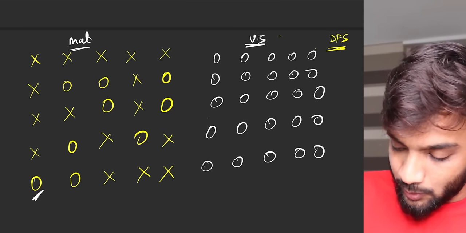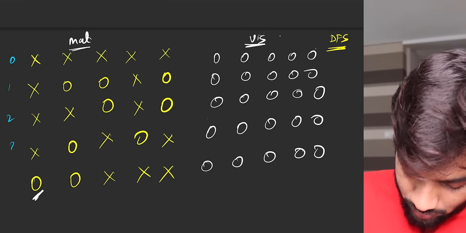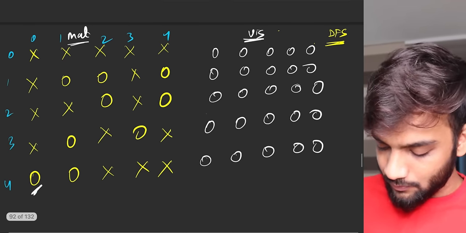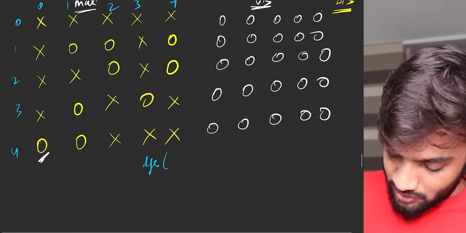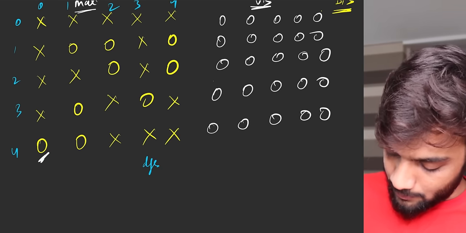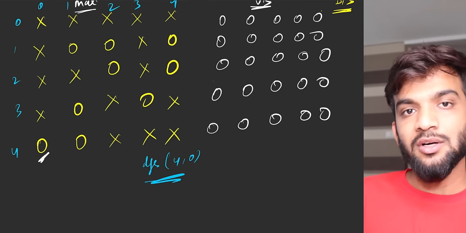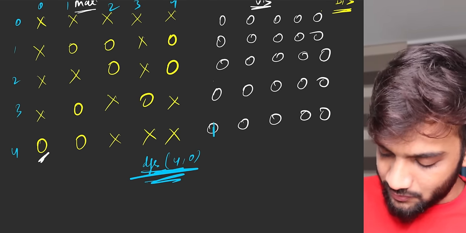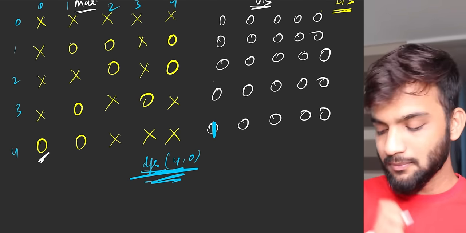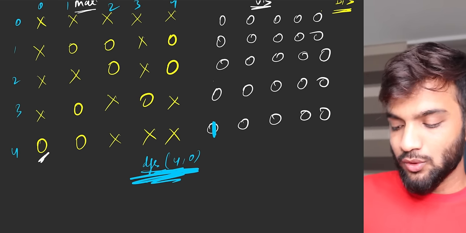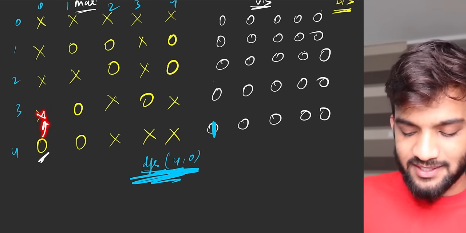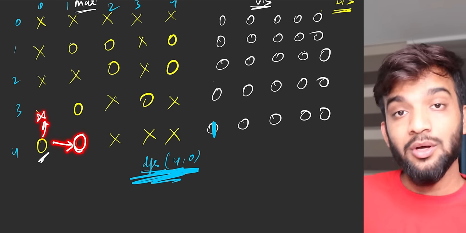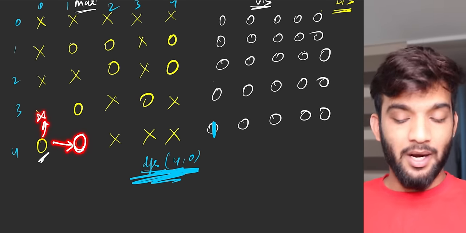So what you'll do is, let's quickly write down the row numbers, zero to four, and the column numbers. Let's call the DFS from 4, 0. So this is the DFS call. Now you know how the DFS works. DFS 4, 0 will go and mark it as visited. Done. DFS 4, 0 checks the top guy. It's an X. No need to go to an X. Checks the right guy. It's an O. Please go and mark it.